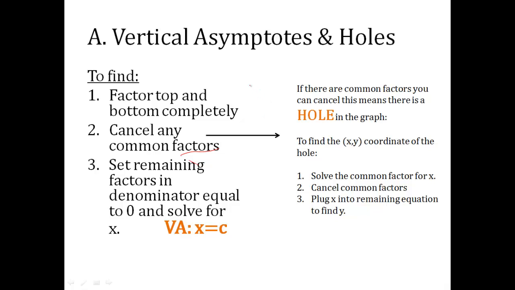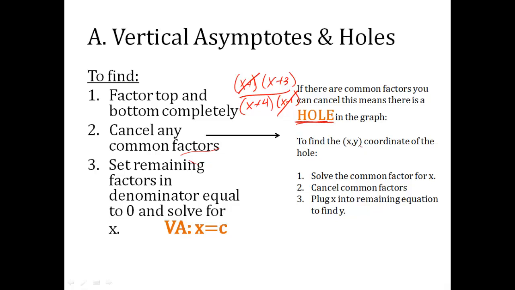For instance, let's say you had x minus 1 and x minus 1. Those are common factors, so those two would be canceled out, and I set the remaining factors equal to 0 in the denominator. So for the vertical asymptote, I would just set the x plus 4 equal to 0 and solve it for x. Now, if there is a common factor, you can cancel. That represents a hole in the graph.